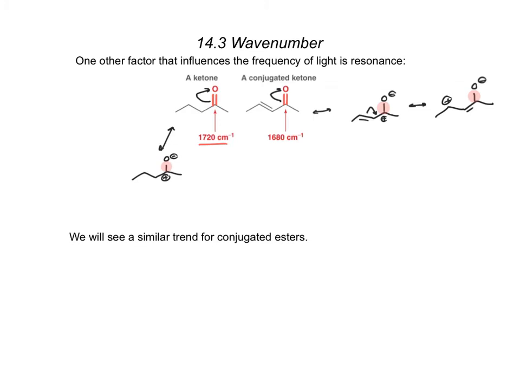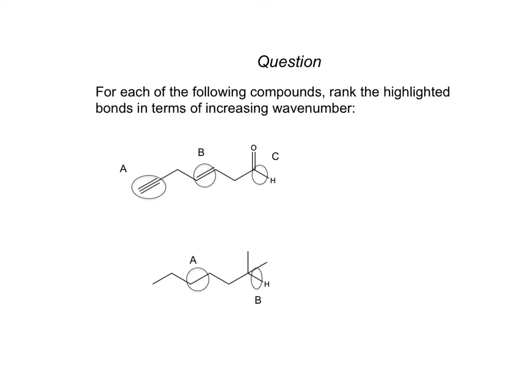Okay, so let's go ahead and try a problem that deals with this. So for the first one, I've given you two molecules, and with these specific highlighted bonds, I want you to order them in order of increasing wave number. So starting at the lowest wave number, moving to the highest wave number. So again, hopefully it's clear. A is this bond, B is this bond, and then C is this bond. And then down here I'm looking at A versus B. Or I can highlight them on here.